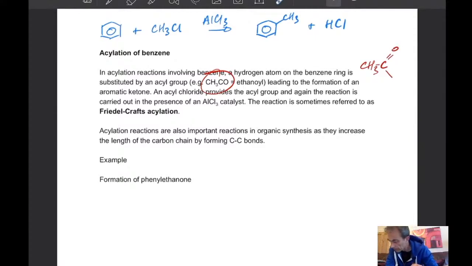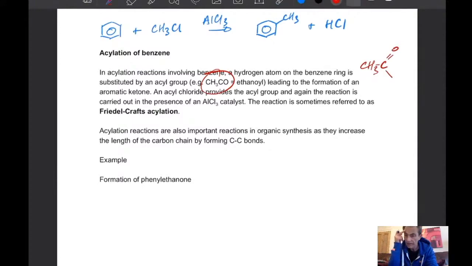Right, so where was I up to? Yeah, I've just circled the ethanoyl group. Okay, so that leads to the formation of an aromatic ketone. I'll show you all this in the example. An acyl chloride, sorry, provides the acyl group. So the acyl chloride here would be just a chlorine on there.